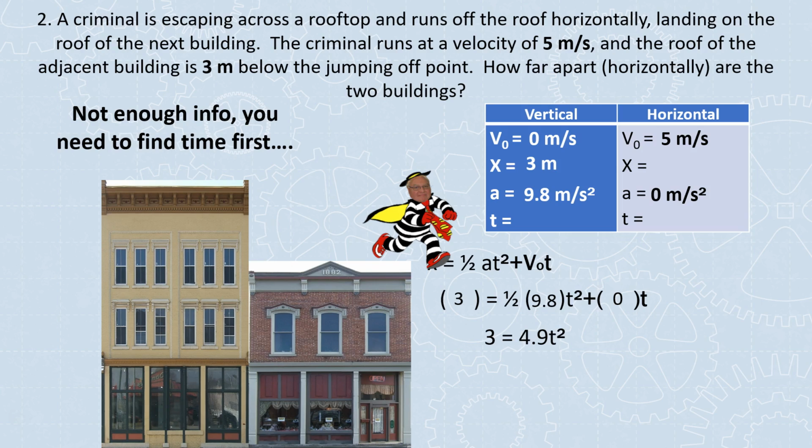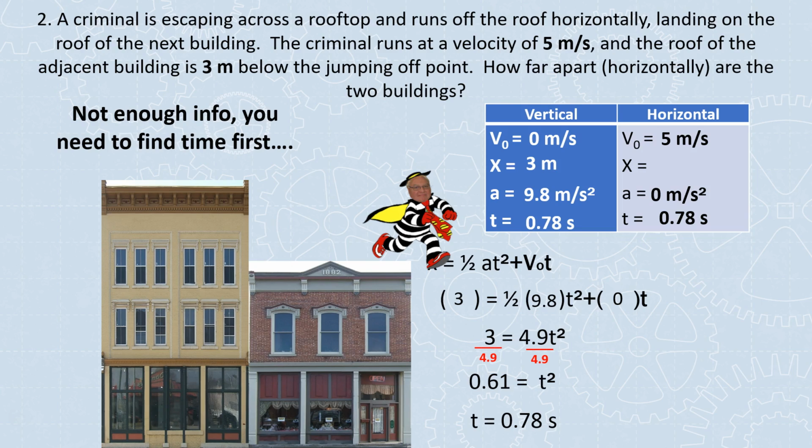Luckily, that latter half of that formula is going to go away. 0 times t goes away. Half of 9.8 is 4.9. And it's the same two steps to solve this problem. I'm going to divide both sides by 4.9. And then I'm going to take that answer and square root it. You've got to remember to do that square root every single time. My horizontal time and vertical time are the same.